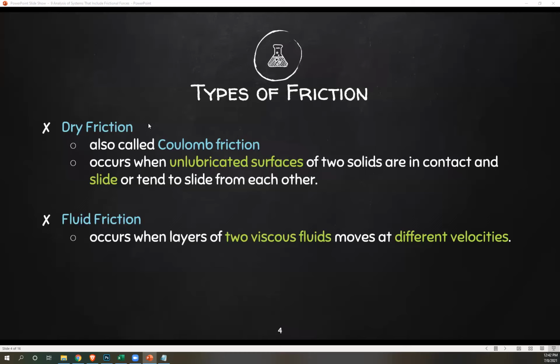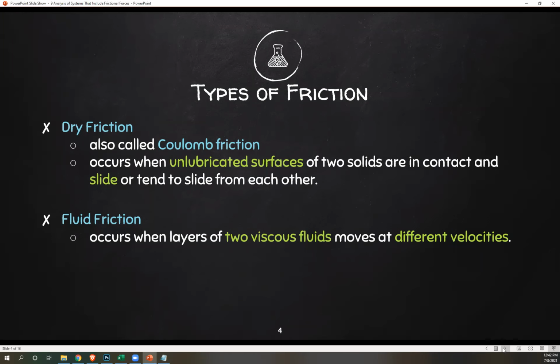Now, the other types of friction are fluid friction. Fluid friction occurs when layers of two viscous fluids move at different velocities. Okay, so it's the same type of fluid, it's just moving at different velocities. Now, the relative velocity between the layers causes the frictional force between your fluid elements. Therefore, there's no fluid friction if there's no relative velocity, meaning the entire body of water has the same velocity. There's no friction then. Okay? So, in the presence of different velocities, we have fluid friction.